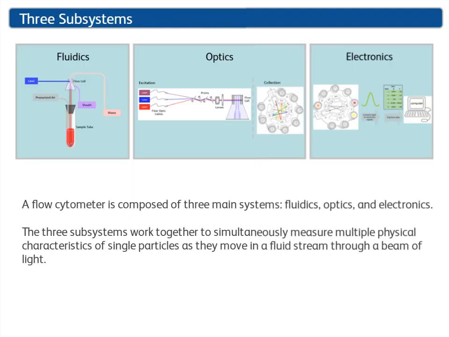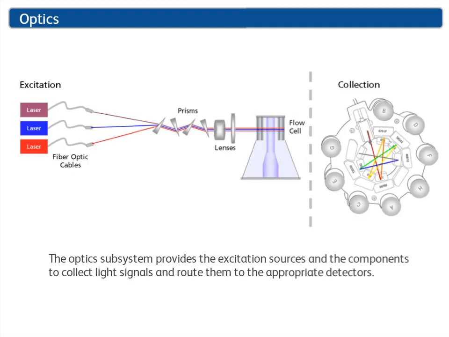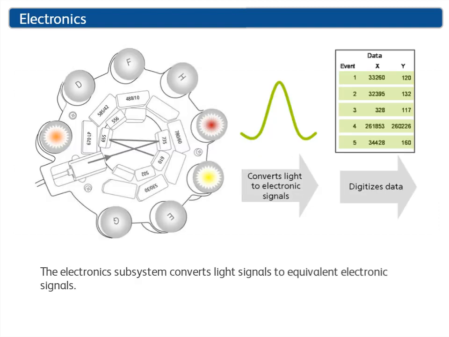A flow cytometer is composed of three main systems: fluidics, optics, and electronics. The three subsystems work together to simultaneously measure multiple physical characteristics of single particles as they move in a fluid stream through a beam of light. The Fluidics Subsystem brings the particles of interest to the interrogation point, where they interact with the excitation sources. The Optics Subsystem provides the excitation sources and the components to collect light signals and route them to the appropriate detectors. The Electronics Subsystem converts light signals to equivalent electronic signals.